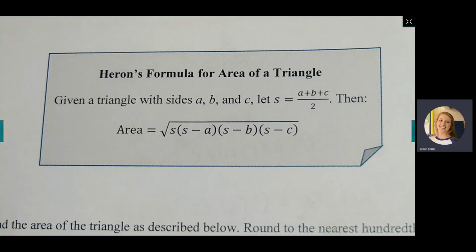All right, so given a triangle with sides A, B, and C, let S represent what's called the semi-perimeter. It's like half of the perimeter. So let S be A plus B plus C, so add all the sides up, that would be the perimeter of the triangle, and then divide by 2. Then the area is equal to the square root of S times S minus A times S minus B times S minus C.